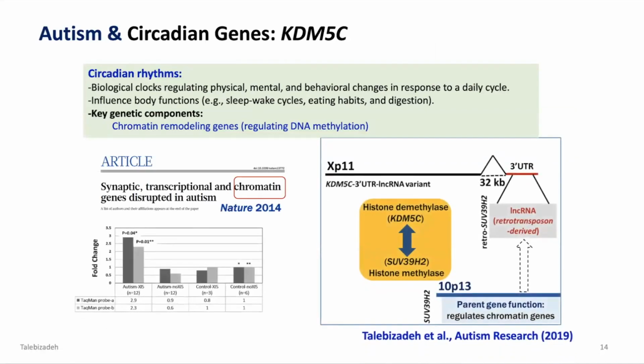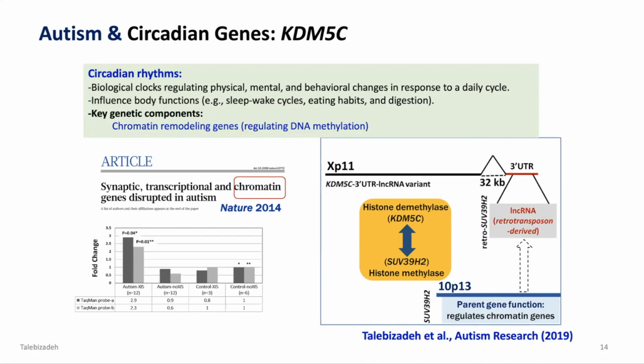Circadian rhythms are biological clocks regulating physical, mental, and behavioral changes in response to a daily cycle. This intrinsic system influences body functions such as sleep-awake cycles, eating habits, and digestion. Abnormalities in these biological processes have been reported in autism. Key genetic components of circadian rhythms are chromatin remodeling genes that regulate DNA methylation.